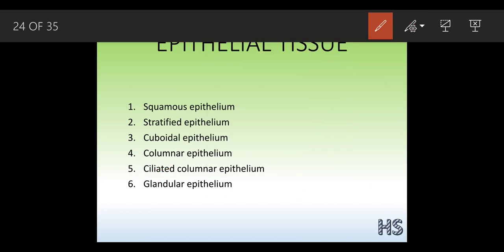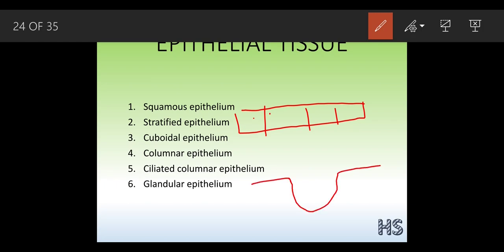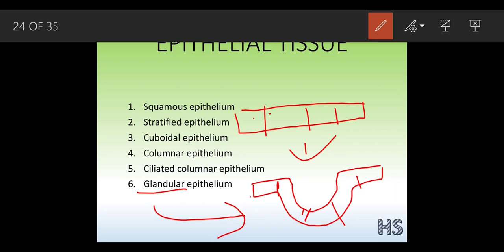Now glandular epithelium. How is the shape of this glandular epithelium? See, what I'm making right now is a squamous. Squamous means flat. When this squamous shape is folded like this, it becomes like this. This is nothing but the glandular epithelium. Where are these glandular epithelia present? They are present in the sweat glands, tear glands, or in the liver.